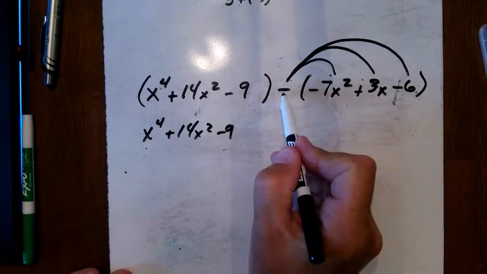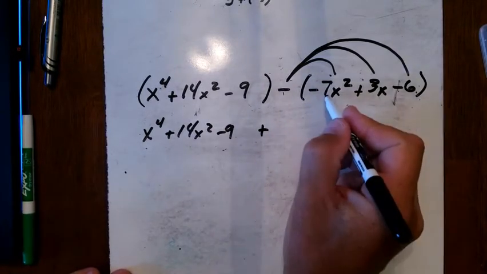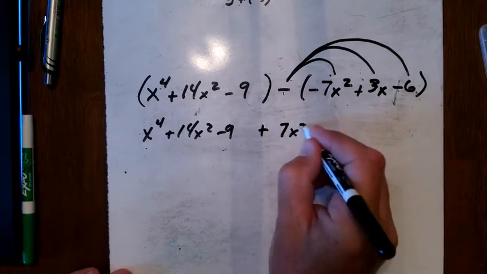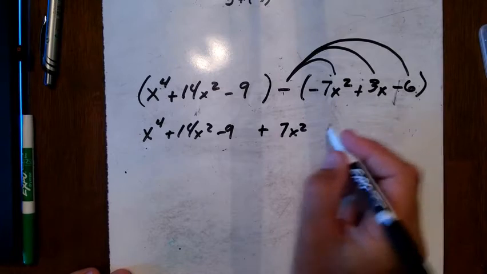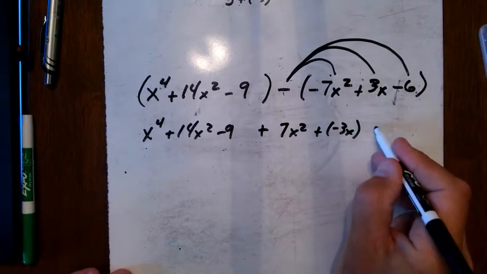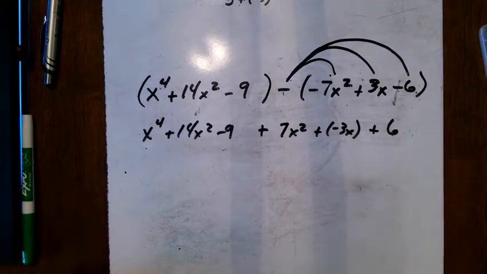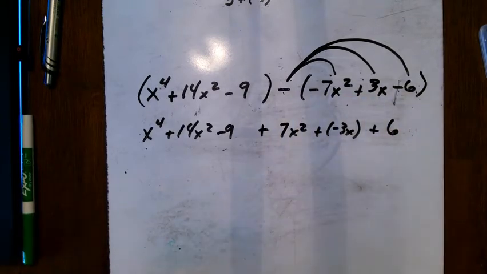And instead of subtracting, we're going to add the opposite. What's the opposite of a -7? +7. What is the opposite of 3x? Well, that's a -3x. What's the opposite of a -6? It is a +6. So now, since we've distributed that negative, we can now combine like terms.